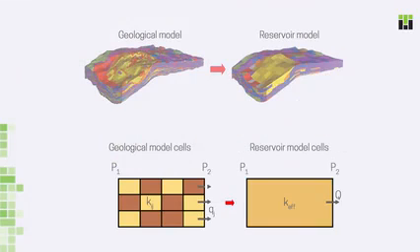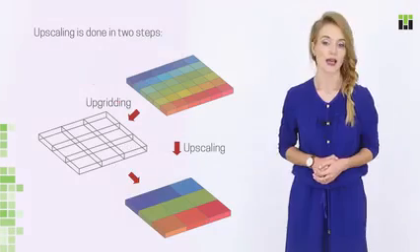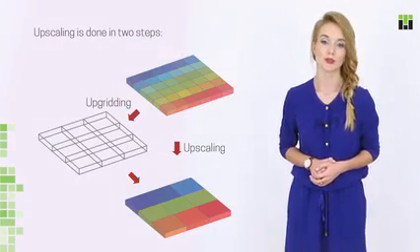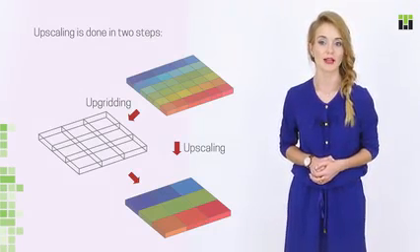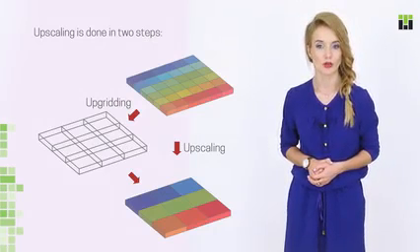Modern workstations are powerful, but not powerful enough to handle a multi-million cell reservoir model, especially if you want to have the results within reasonable time. So we need to reduce the number of cells down to, say, several 100,000. We need to go from a fine grid to a coarser one, that is, to upscale the model. Upscaling is done in 2 steps. The first step is upgridding, that is, combining fine grid cells into coarser ones.